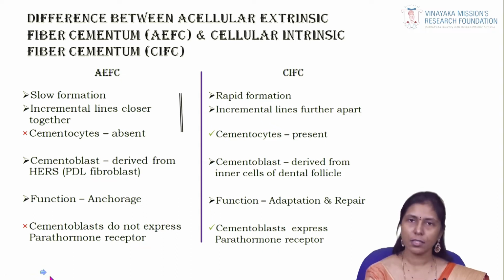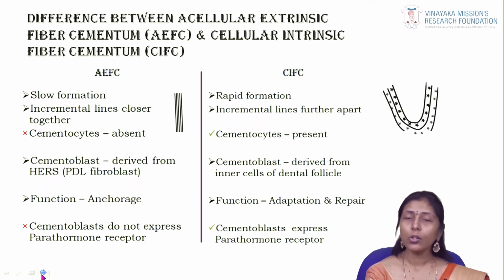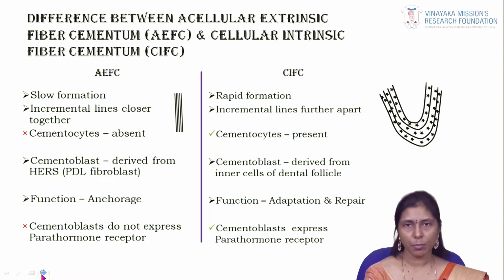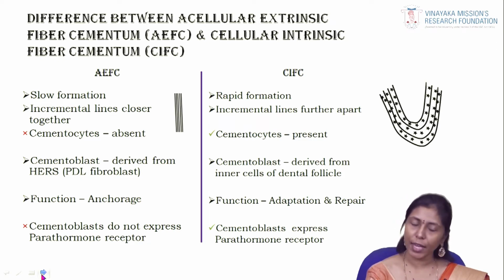In acellular extrinsic fiber cementum, it is formed slowly, and because it is formed slowly, the resting lines or the incremental lines are closer to each other. Whereas in cellular intrinsic fiber cementum, it is formed at a faster rate, and during its formation you can see entrapment of the cementoblast cells, which after they get entrapped are called cementocytes. And you can see that the resting lines in acellular extrinsic fiber cementum are close, whereas here they are further, wider apart.